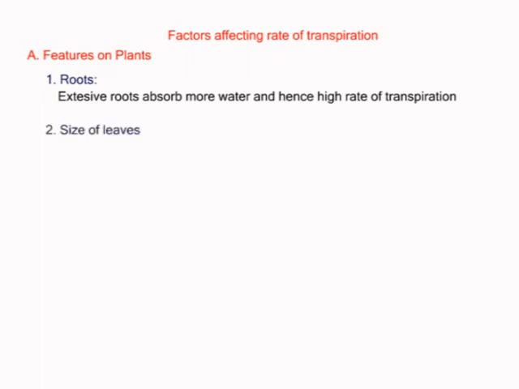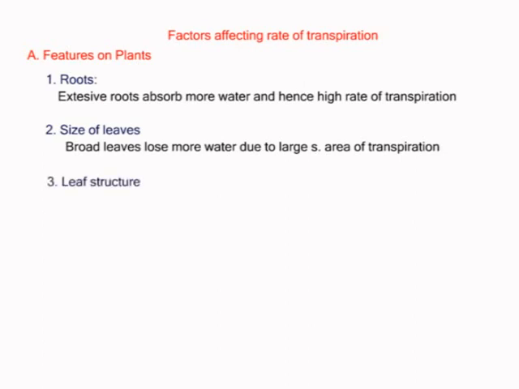Size of the leaves. More water is lost from plants with large broad leaves than those with small narrow leaves. Why? Because those with broad leaves have a huge number of stomata, and therefore the surface area through which water is lost is also high. An example of a narrow leaf is the pinus, and that of a broad leaf is the hibiscus. The large leaves have a large surface area over which transpiration takes place, and also the number of stomata is higher. Leaf structure. The leaves have a variety of structures that affect transpiration.